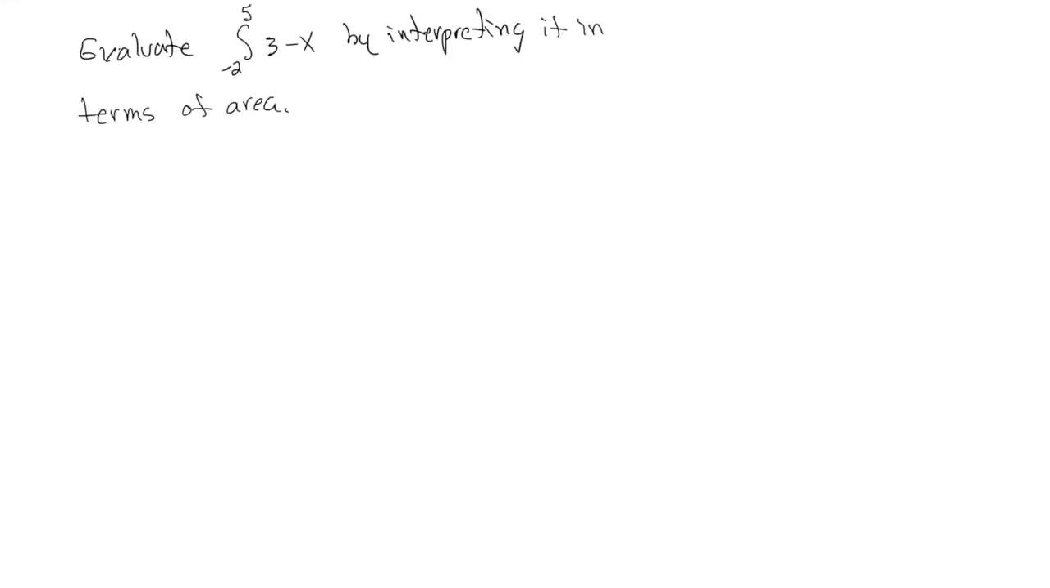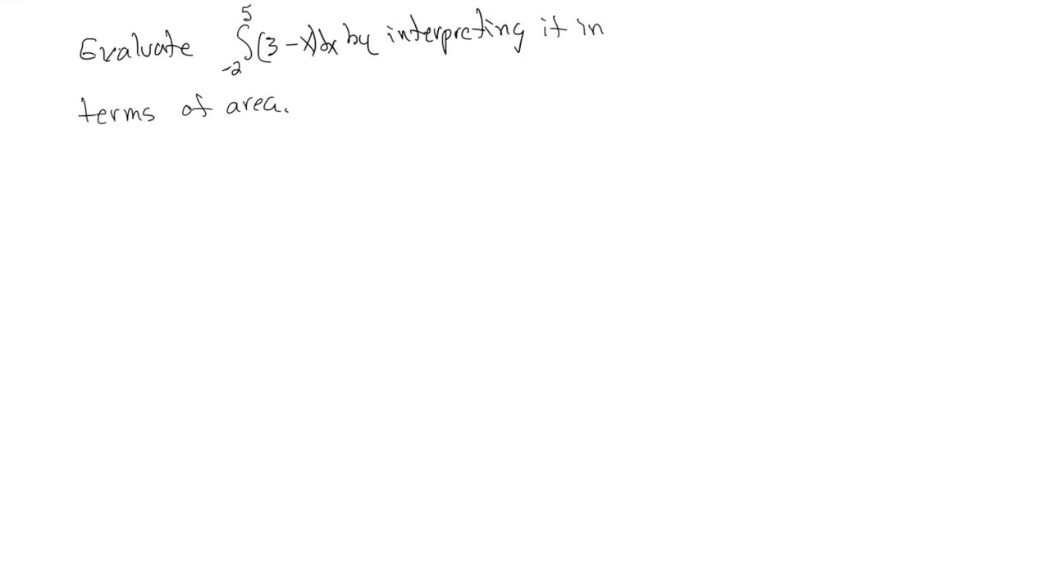Another problem we might see in a section like this is very similar to what we just did in the last problem, except in this problem they're not sketching the graph for us. So we're going to evaluate the integral from -2 to 5 of the function 3 minus x, and I'm missing a dx there, by interpreting it in terms of area.